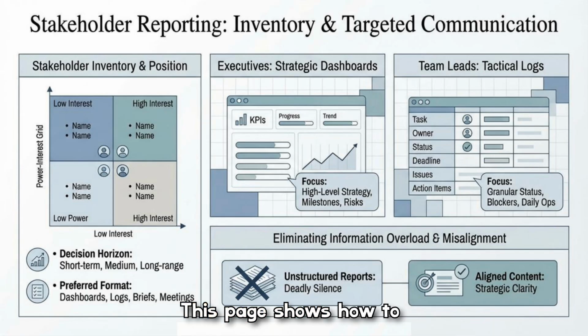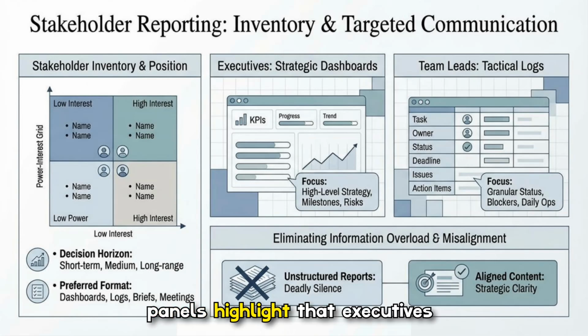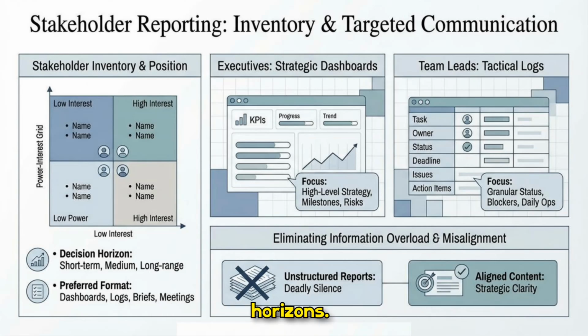This page shows how to inventory stakeholders and tailor communication by power and interest, using dashboards for executives and tactical logs for teams. The visual grid and panels highlight that executives need high-level milestones and risks, while team leads need granular status and blockers. And the goal is to eliminate information overload and keep content aligned to decision horizons.